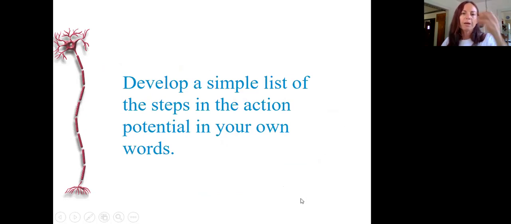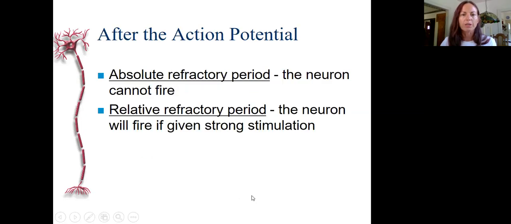So I want you to now pause the video and develop a simple list of steps in that action potential, starting with the depolarization and getting all the way down to the end of the axon, get through saltatory conduction and what's happening with those sodium gates. So do that in your own words. Stop the video and see if you can do that. Test yourself.